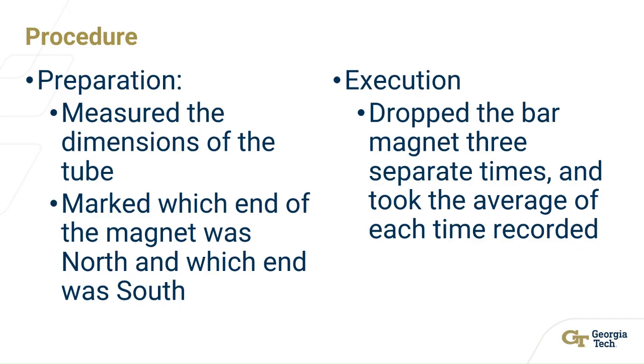So first, to conduct the experiment, we measured the dimensions of the tube. This includes the tube's total length, the width of the foil strip, and the radius of the tube. And these values were later added into the computational model.